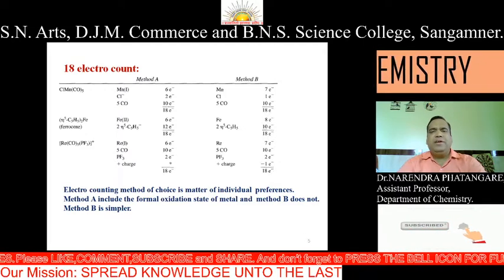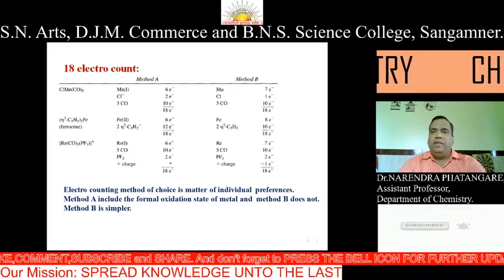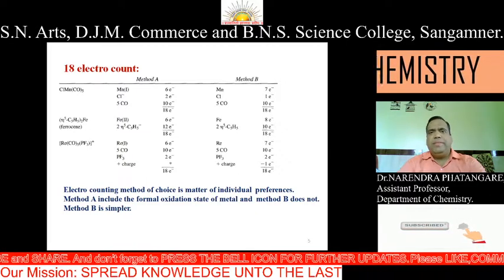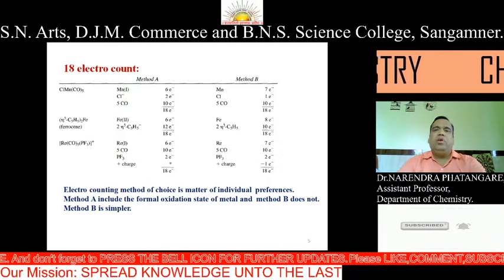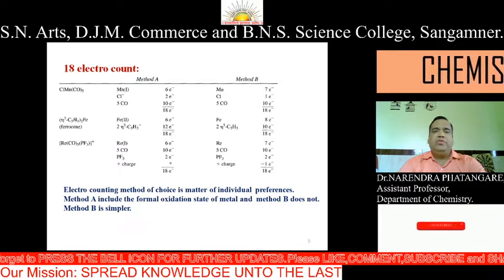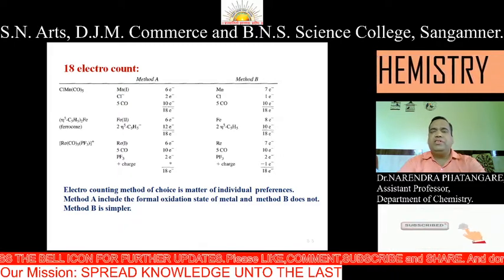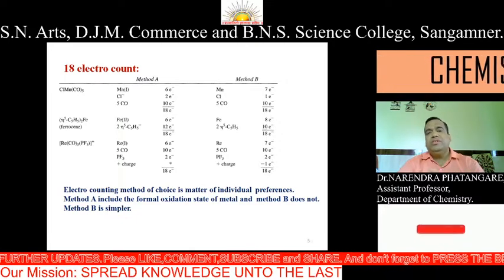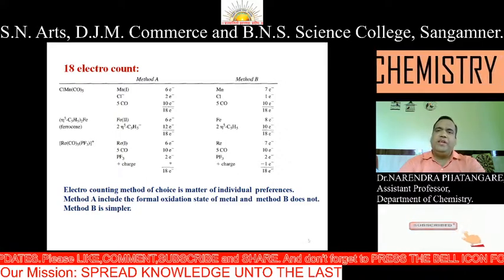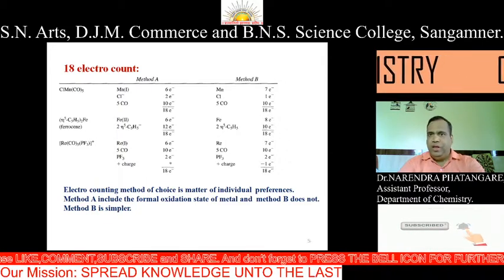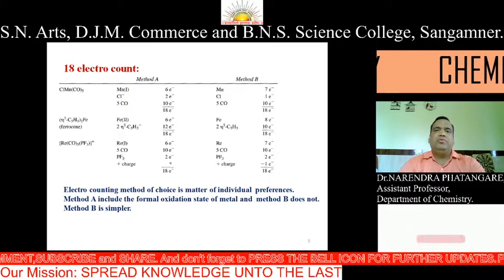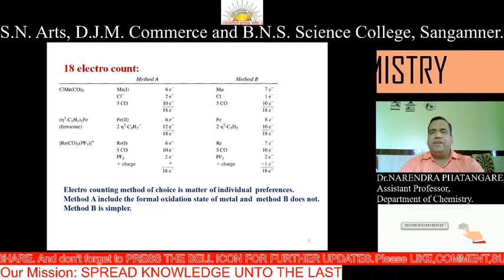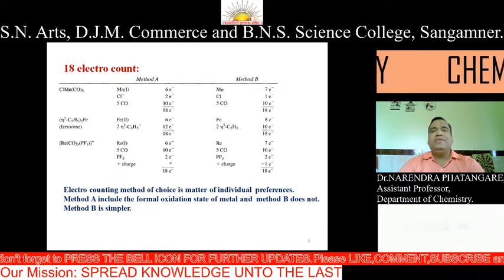First example: these examples are given in the well-known book Inorganic Chemistry by Miessler and Tarr, Pearson publication. I have taken these examples from it just for the sake of study. Then ClMn(CO)5. The Mn is in the +1 oxidation state. I already stated method A, in which we consider the oxidation state of Mn. Mn has electronic configuration 3d5 4s2 in the ground state. Whenever the oxidation state becomes +1, 1 electron is less. That's why instead of 7 valence electrons, we consider 6 electrons.